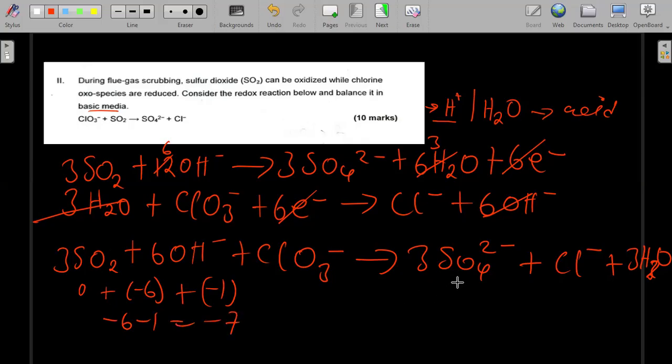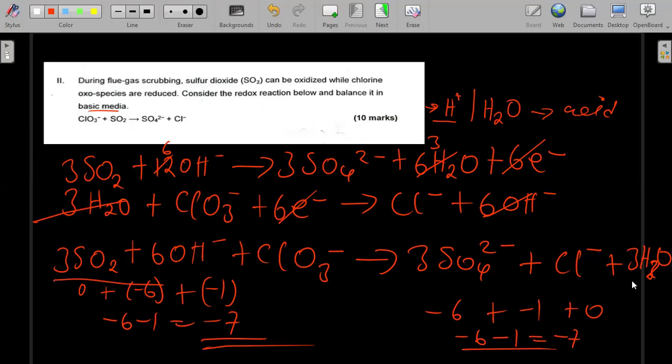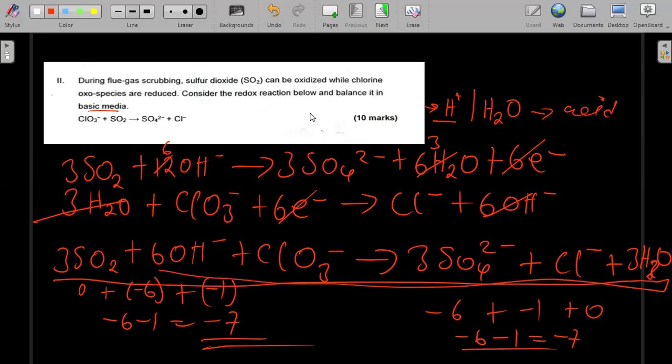Here this is negative 6. Then this is negative 1, isn't it? Then there you have 0. So this is negative 6 minus 1 as well, which is negative 7. So you can see even the electrons are balanced as well. So you would have confirmed that this is your final balanced chemical equation in the basic media.